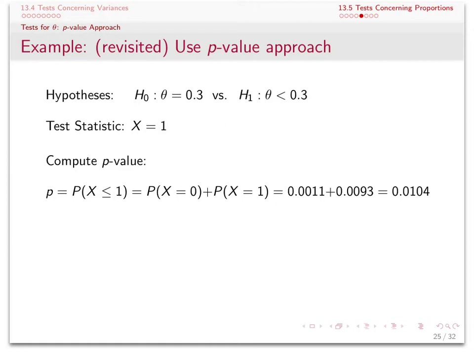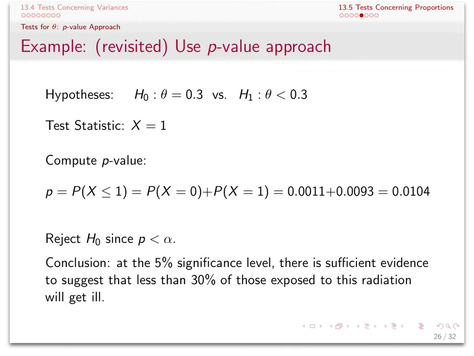We've already computed those two probabilities in our previous example, so we can use those numbers, 0.0011 and 0.0093. If we add them together, that gives us 0.0104, which is our p-value. And again, since our value is less than our alpha value of 0.05, that gives us evidence to suggest that less than 30% of those exposed to this radiation will end up getting sick.